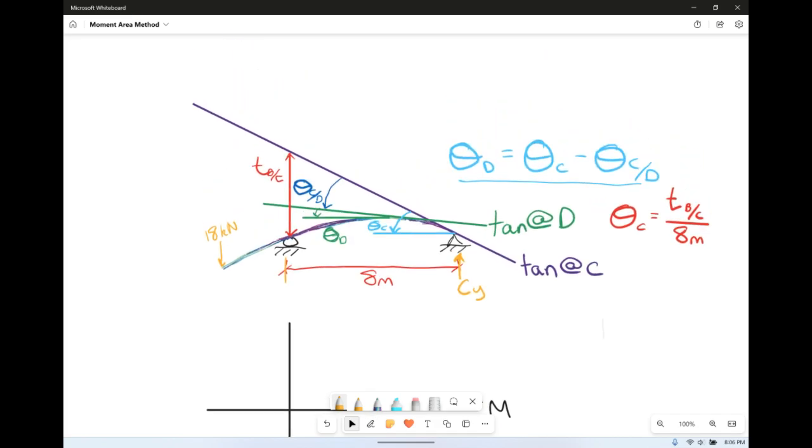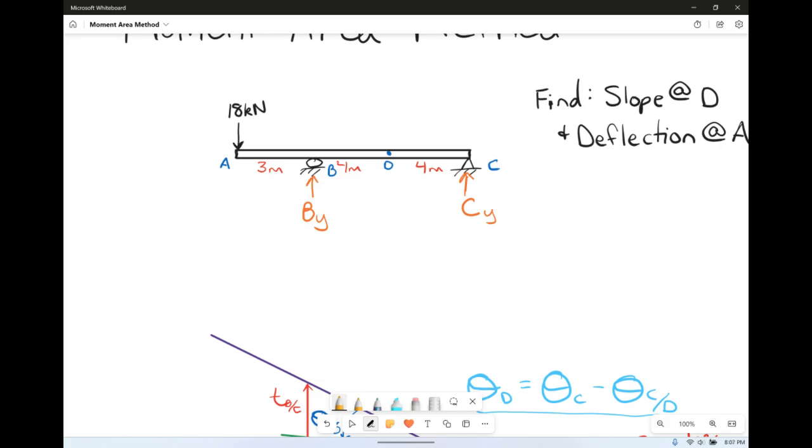So just looking at our basic free body diagram, what we're going to do is sum the forces, sum the moments. Can't sum the forces. We're going to sum the moments about B. I'm going to take counterclockwise to be positive. We're going to set it equal to 0.